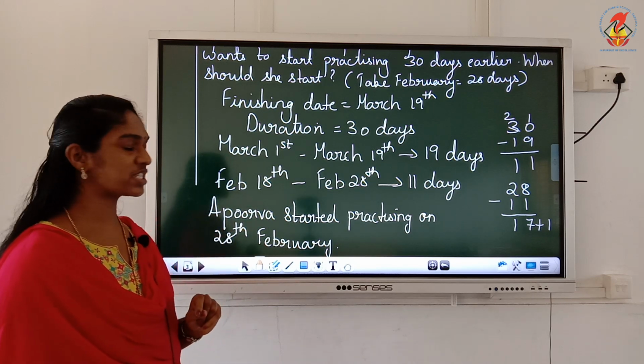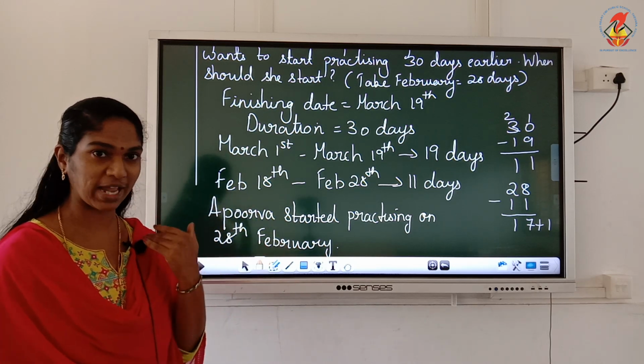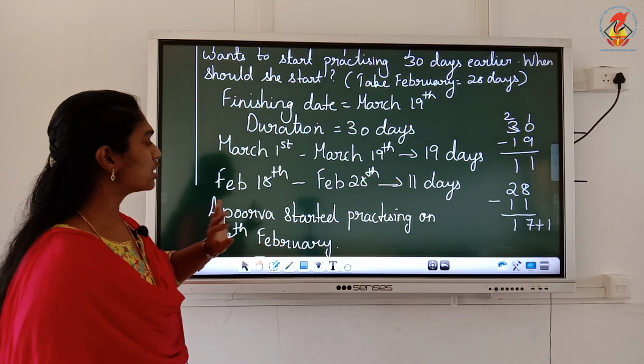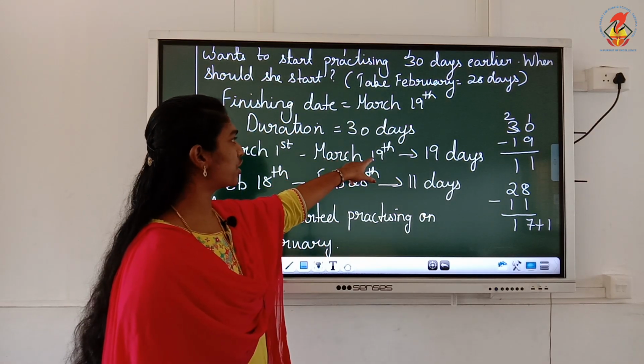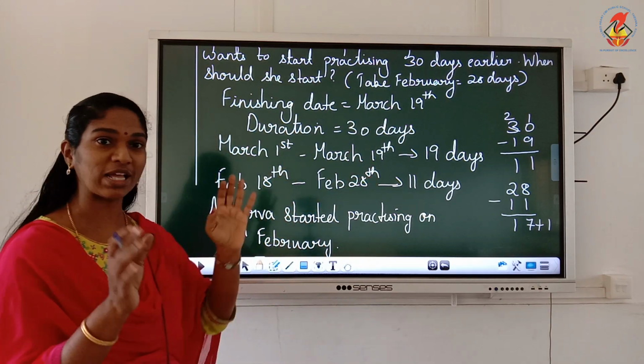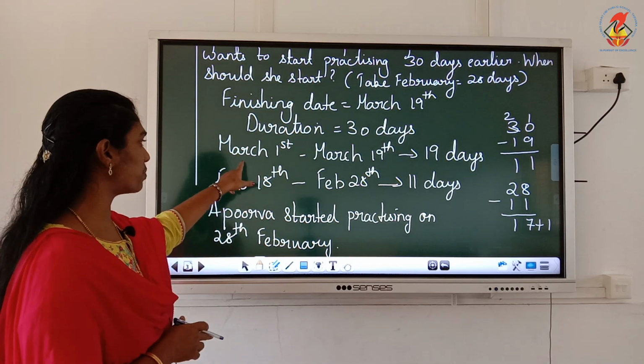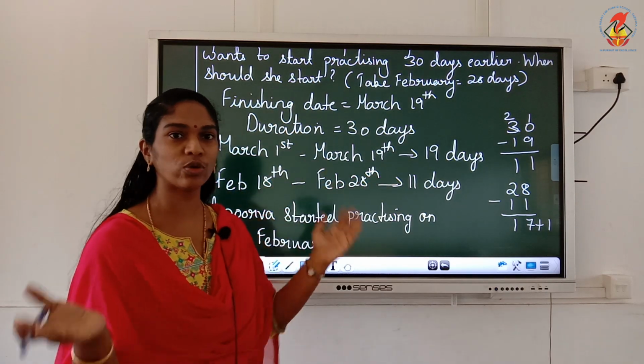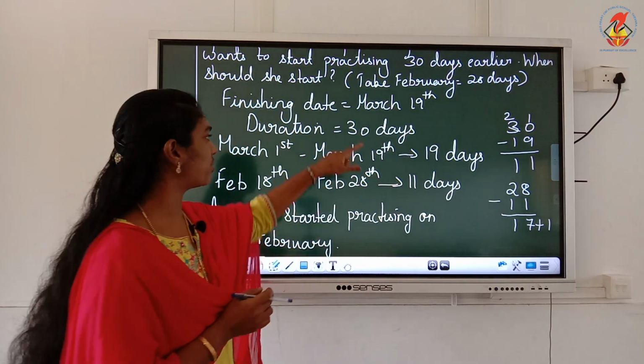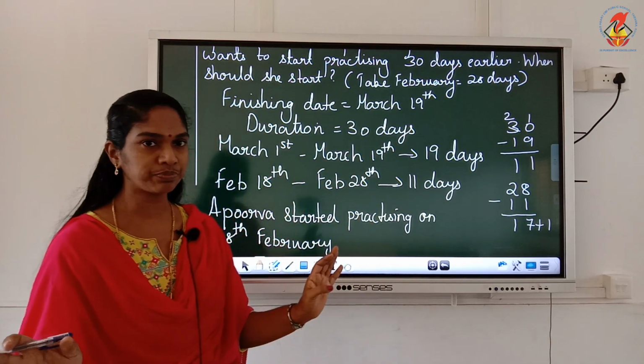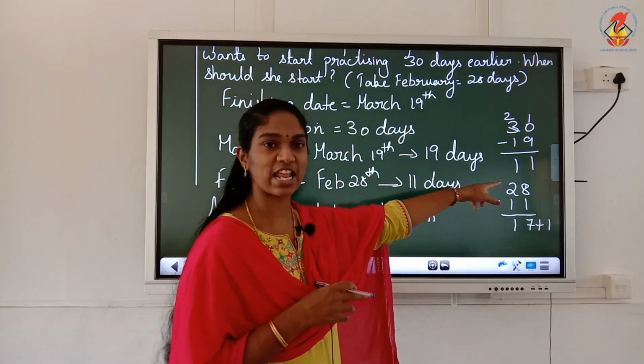Since we have to find out the starting date, we have to count backwards. That is minusing. You have to count backwards. So, see, it's finishing on March 19th. So, first I will take the month of March, March 1st to March 19th. We know there are 19 days, right? So, from the 30 days, 19 days is gone. So, when I minus, I will get balance 11 more days.